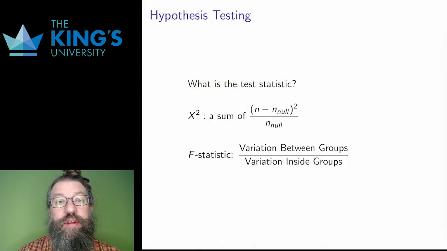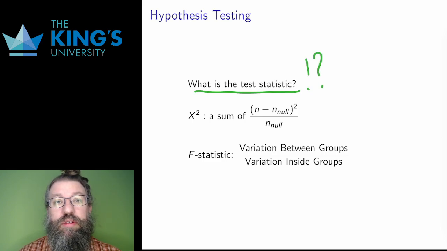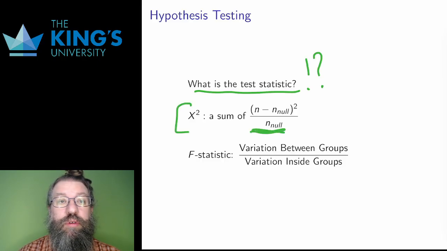Now we need to test this hypothesis. But what is the test statistic? What is the measurement of the variance in the sample? For chi-squared, the test statistic was a sum of expressions involving each count. N is the count of each category, and N null was the count of what that category would be under the null hypothesis. This was complicated enough.